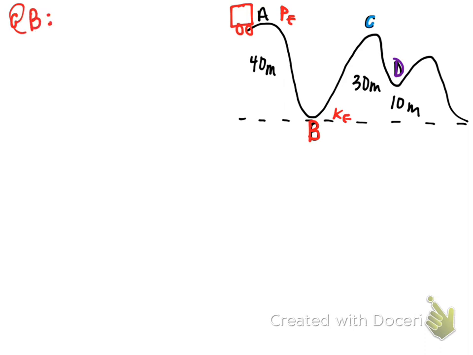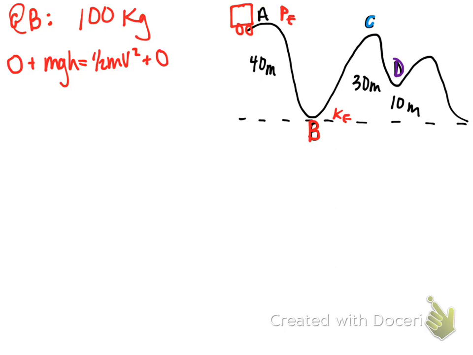we would set up 0 kinetic plus mgh equals 1/2 mv squared plus 0. Okay, let's say that our roller coaster, for ease, has a mass of 100 kilograms. Okay, so our roller coaster has a mass of 100 kilograms.